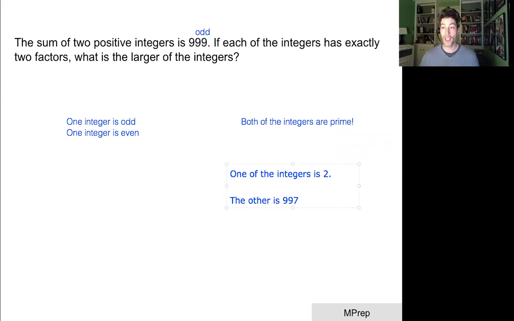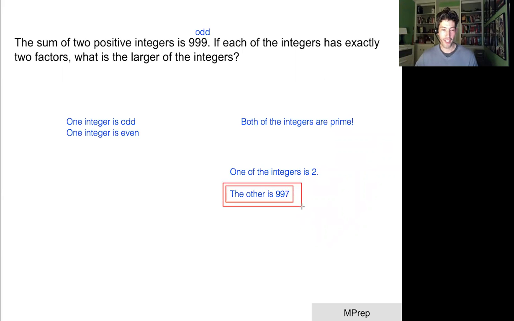The difference between 999 and 2. Boom, there it is. So yeah, the larger one is the odd one, and it has to be 997. Go ahead and just box that so you know that this is the answer.